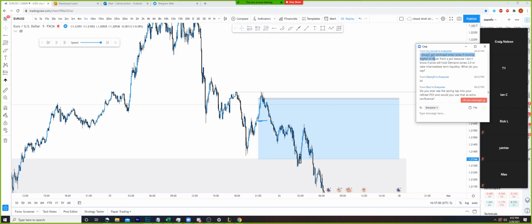I always get confused when price is moving higher or lower from a POI because I don't know if price will hold demand zones 2.0 or take intermediate term liquidity. What do you say? The exact thing we looked at here. Look for confirmation, double demand zone or double MENTFX block 2.0s and trade them. Or if you're not 100% ready to do that yet, watch them, see how they develop.